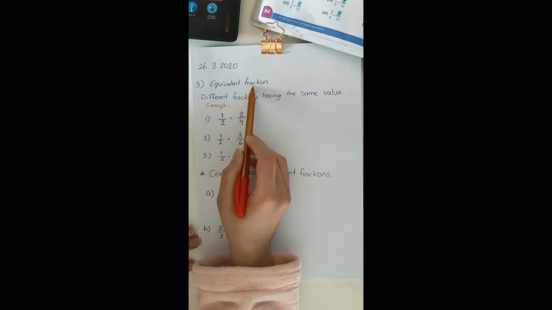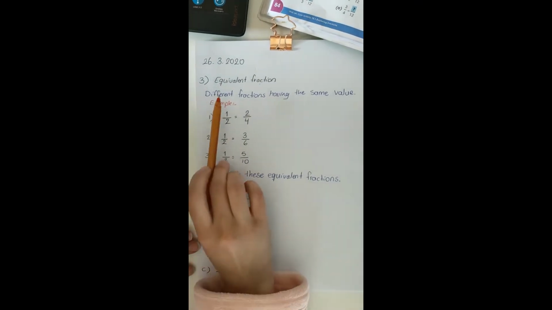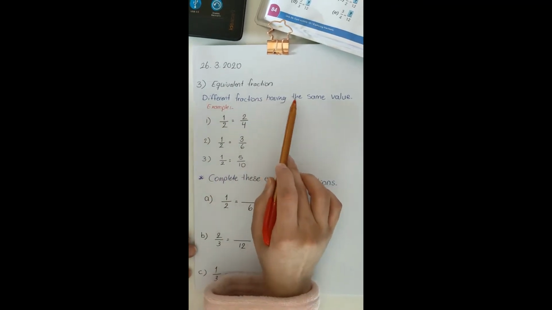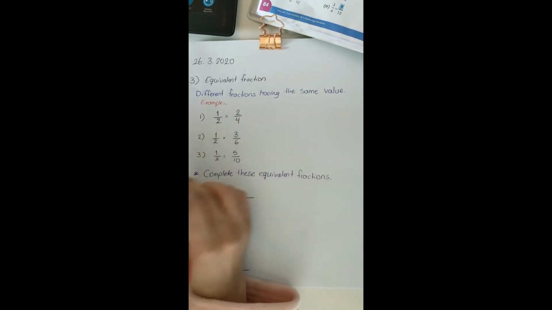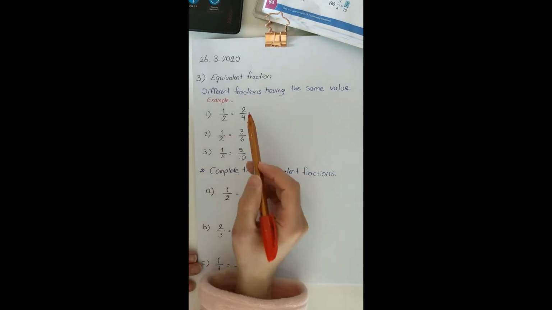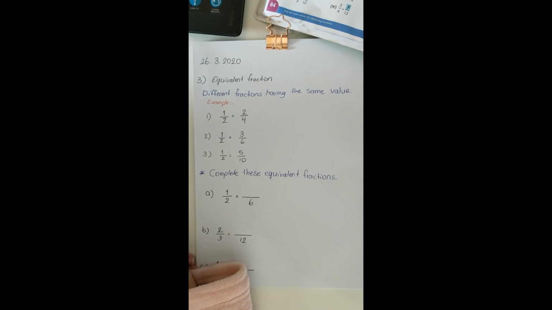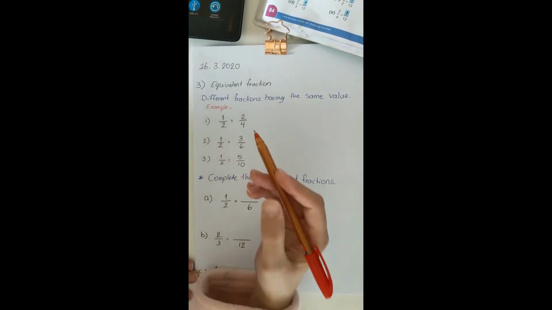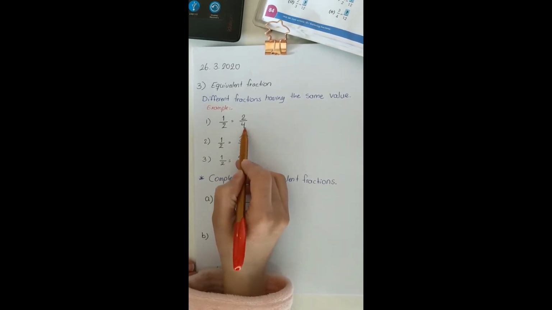Talking about equivalent fraction. This is the third part of fraction. Equivalent fraction means different fractions having the same value. What do I mean by that? For example, I have 1 over 2 and 2 over 4. So, these two fractions have different numbers in numerator and denominator. But if I want to look at the value of both of them, they both have the same value.